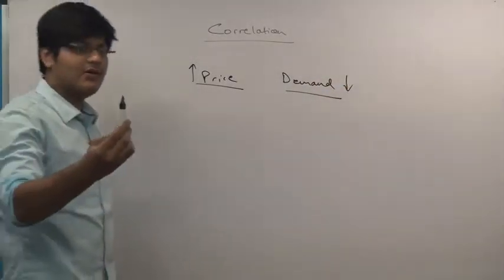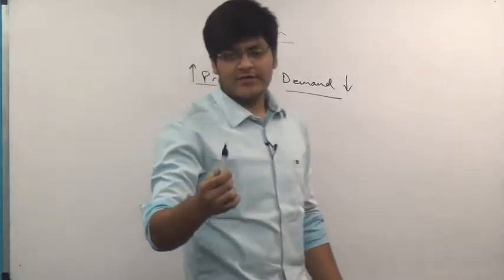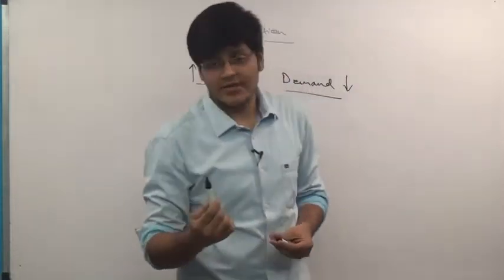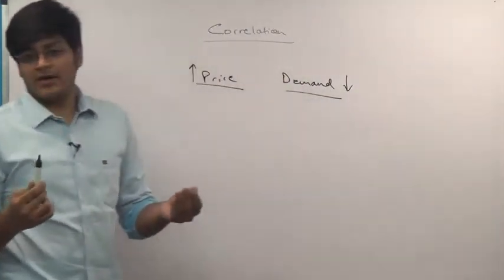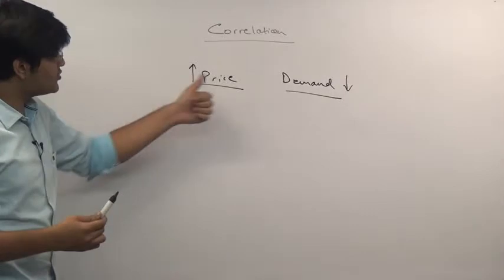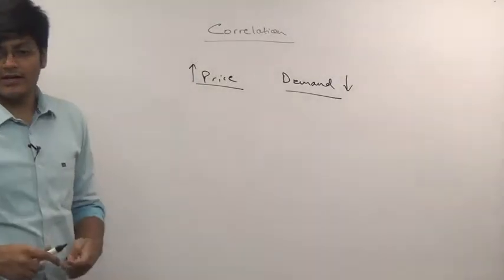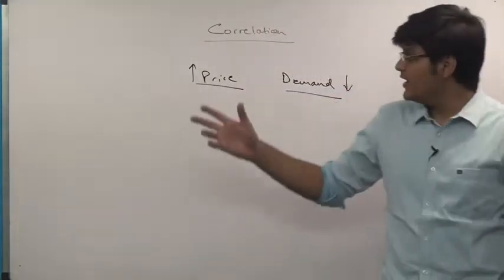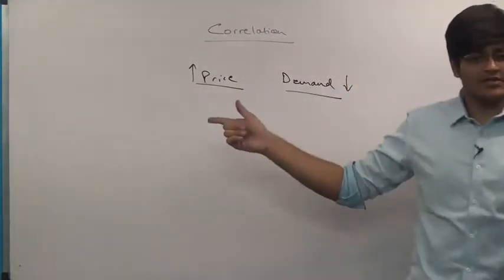Suppose this pen is available for 20 rupees in the market. If I increase the price a lot, then obviously the demand will fall. If I decrease the price a lot, then obviously the demand will increase. Hence, these two things are negatively correlated. If one increases, the other one decreases, or vice versa. This is negative correlation.